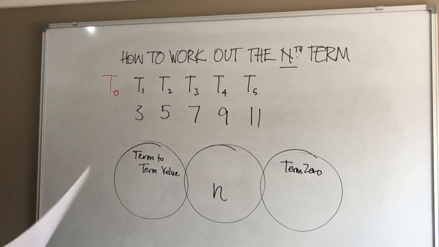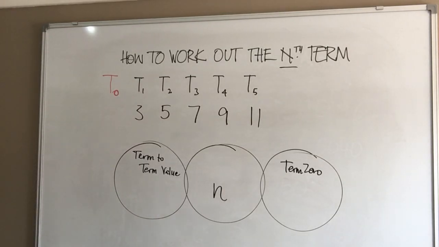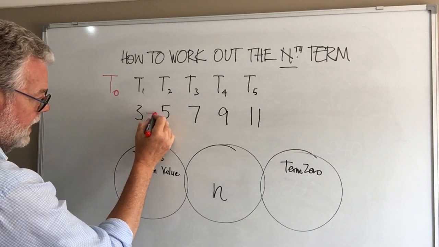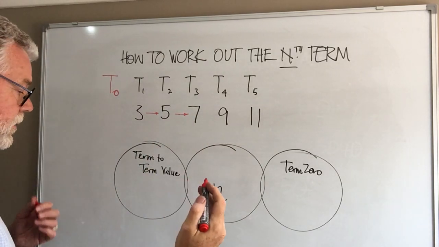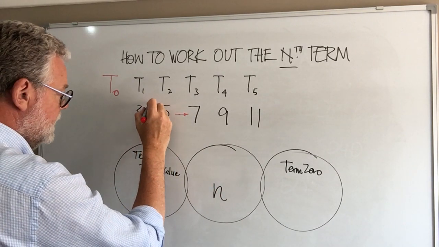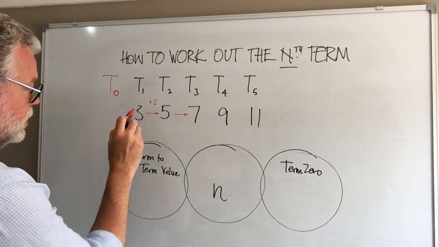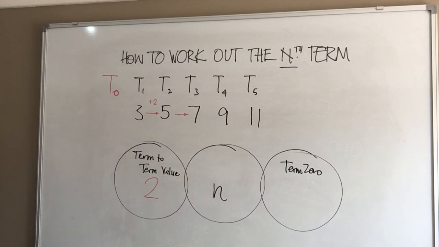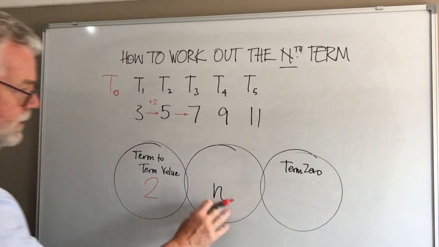Okay, let's see how this works in practice then. I know that the increase, the term to term here, can you see it's going up? You can see from the work we've done already on sequences, it's going up by a positive 2. So my term to term value goes in there. We know that n is always in the middle.